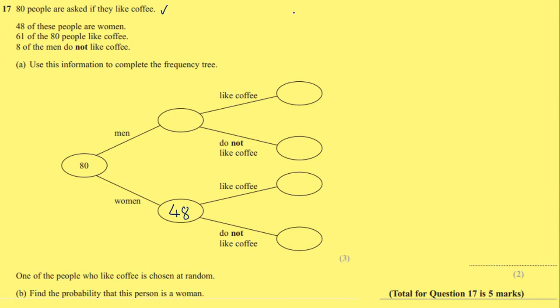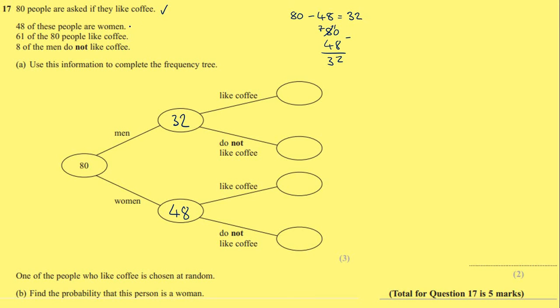Okay, so what's 80 take away 48? Well, 80 take away 40 is 40. Take away 8 is 32. You can use column subtraction for that as well. 0 take away 8 doesn't work. 10 take away 8 is 2. 7 take away 4 is 3. So there were 32 men.